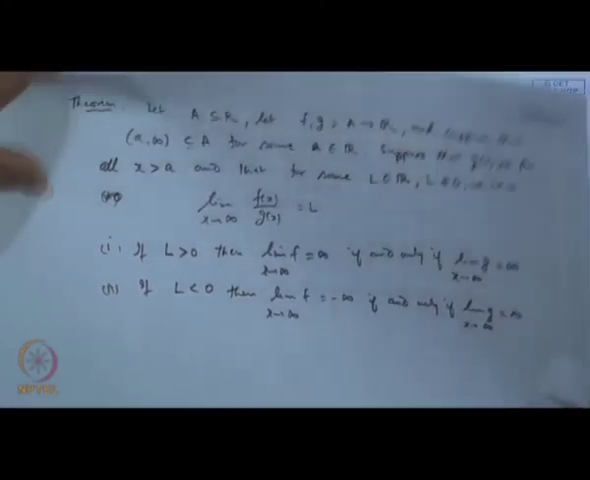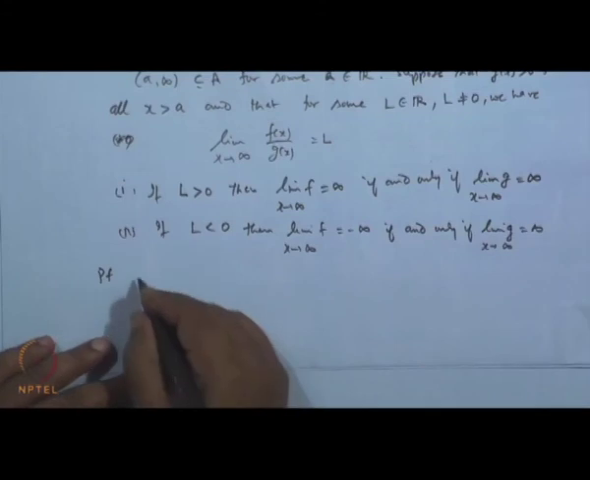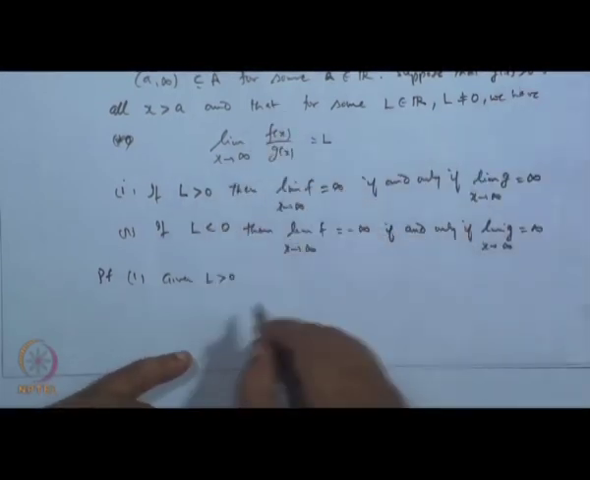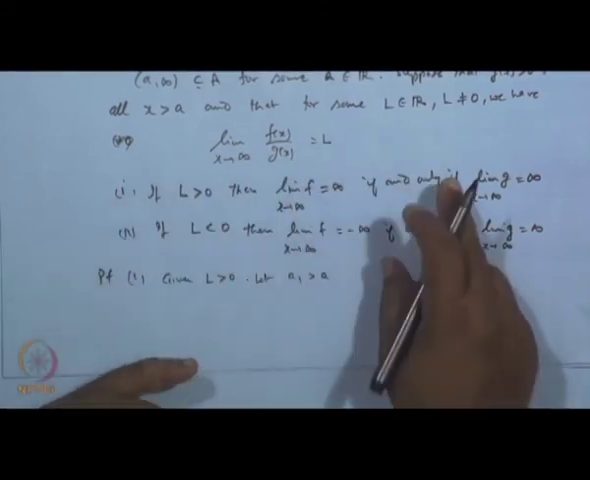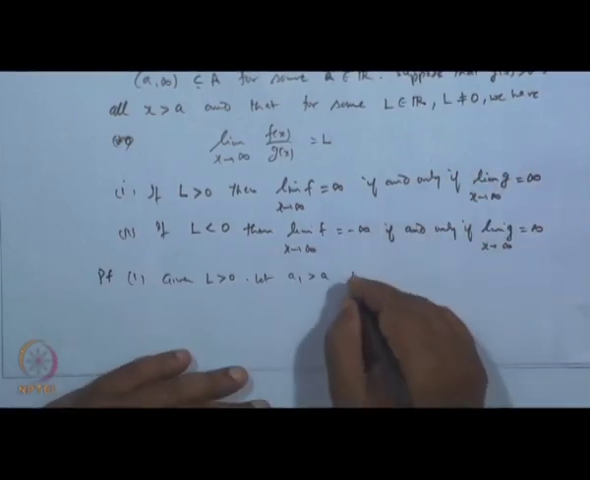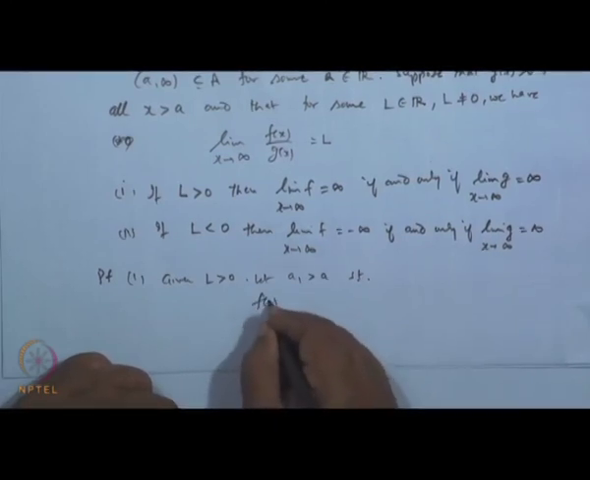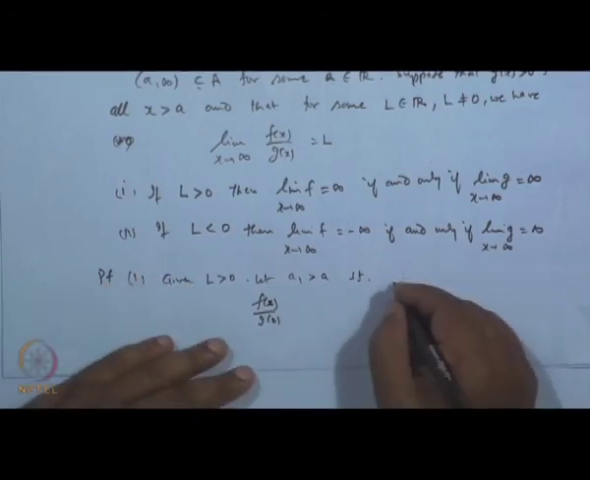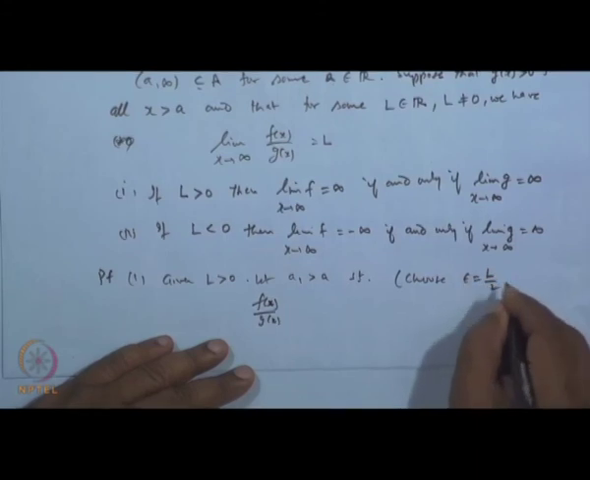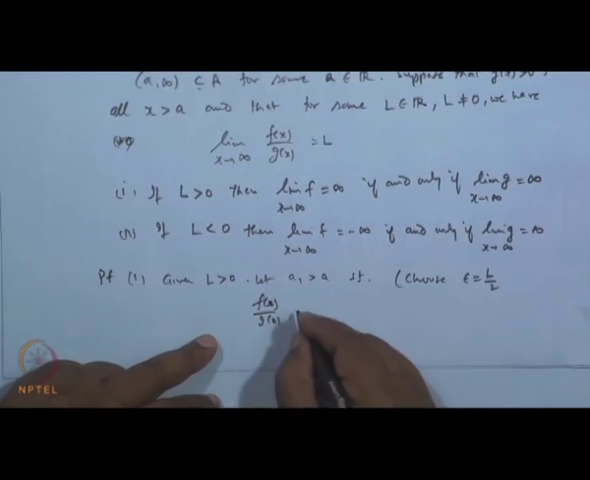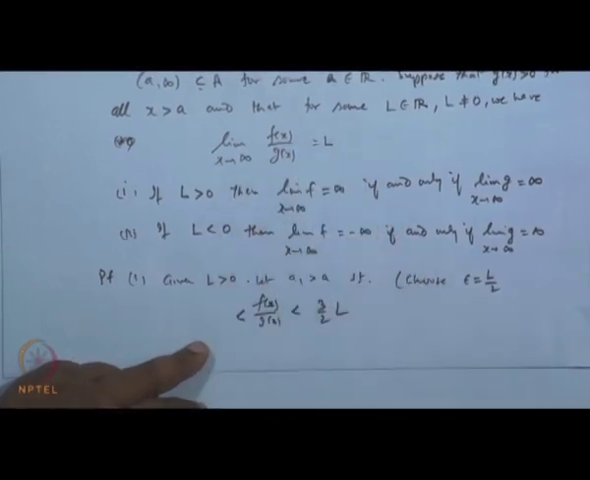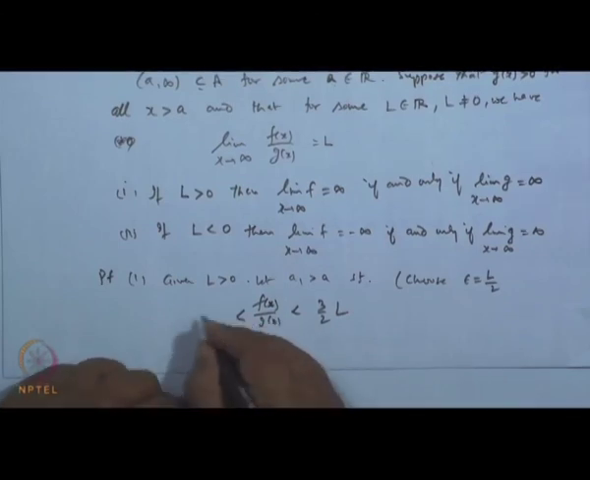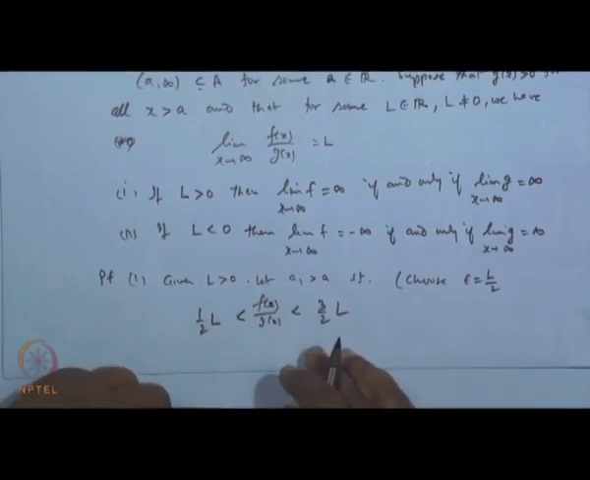The proof of this is not difficult. Say first, given that L is positive. So, let us take a1 greater than a belonging to the interval (a, infinity) such that f(x) by g(x) is close to L, because this limit is L. So, if I choose epsilon as L by 2, then we can write f(x) by g(x) as lying between L by 2 and 3 by 2 L. Because g is also positive, f(x) by g(x) is greater than half L when x is sufficiently large, which is positive.